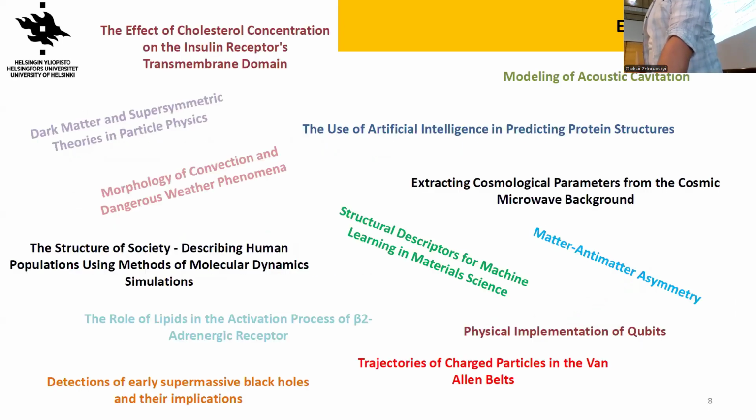Now, here I put some examples of the titles of the bachelor theses which were done in this department. So you see that there is a plethora of different topics. You can go into matter, antimatter, asymmetry. You can do some societal studies or some analysis of societal data.